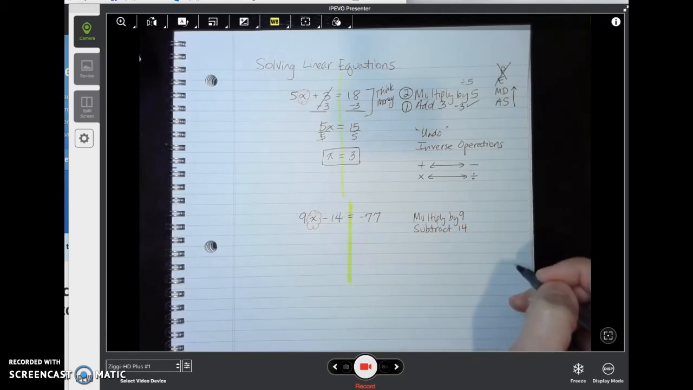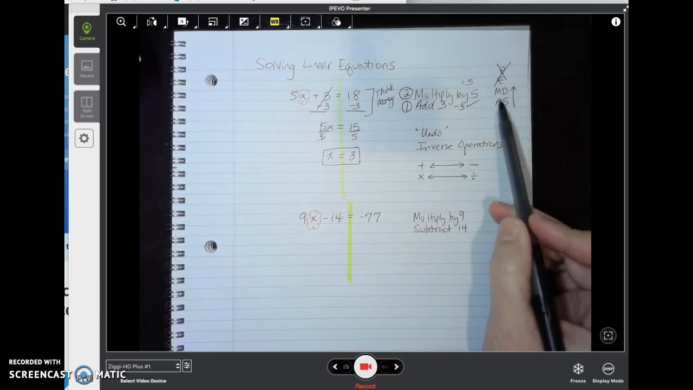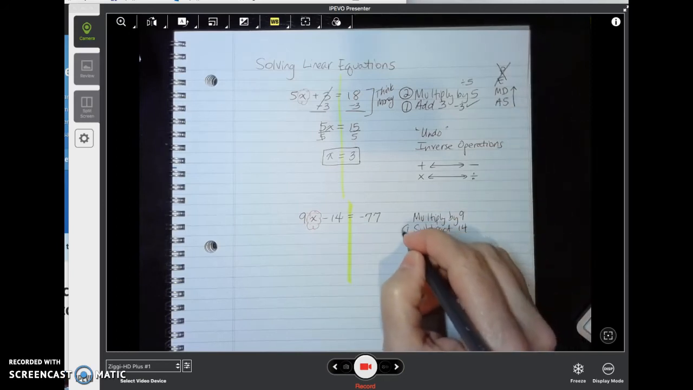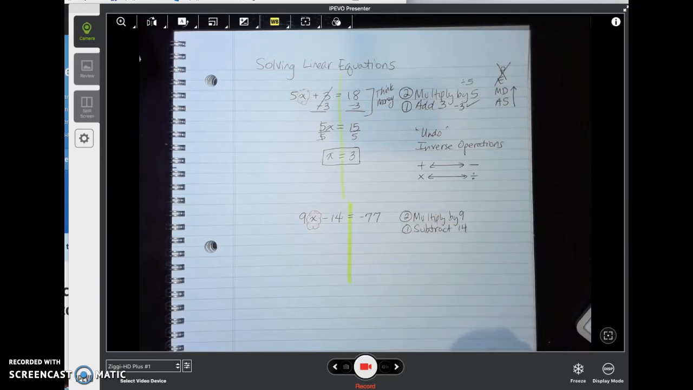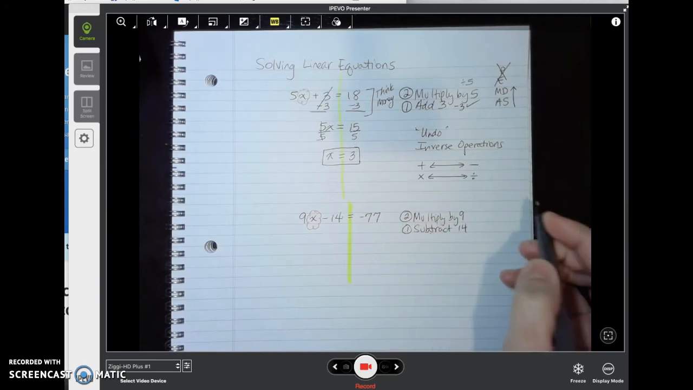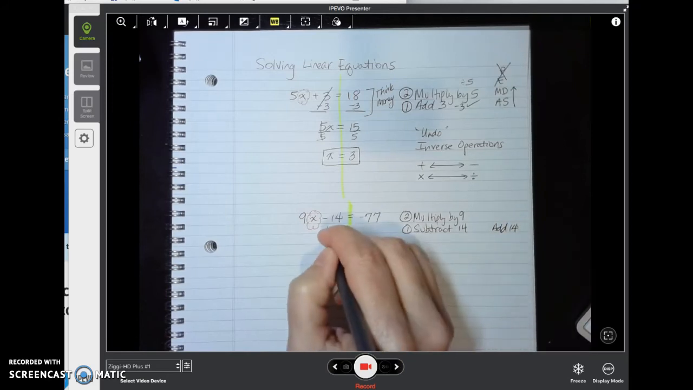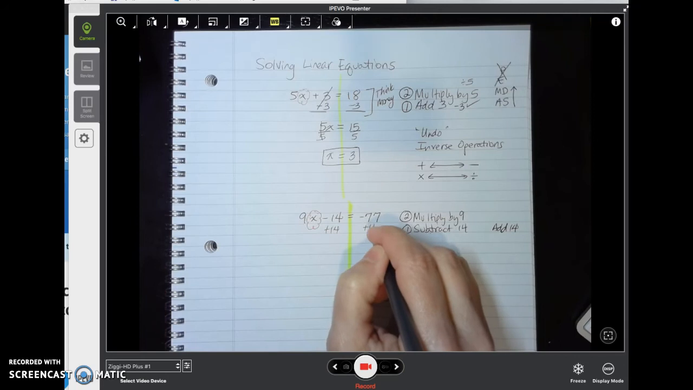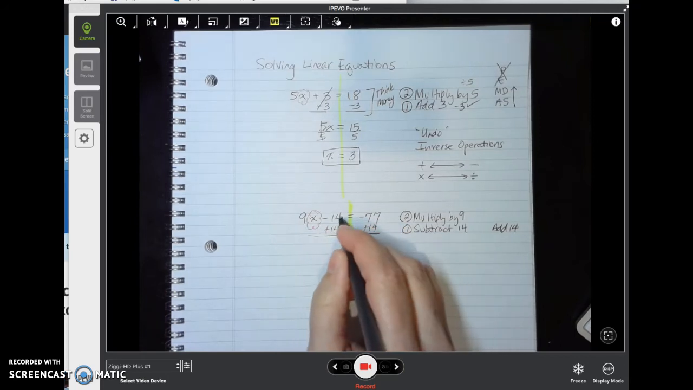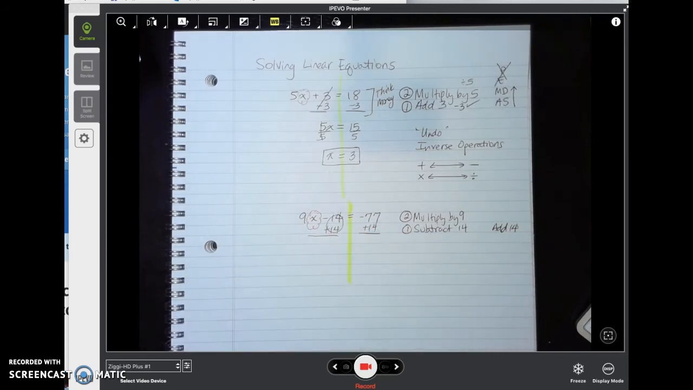So I have to undo those. So remember, I'm going to undo add, subtract first, and then multiply, divide. So this will be my first step. This will be my second step. So how do I undo a subtract 14? I have to add 14. So I will add 14 to both sides. Okay, so now these are going to zero out.